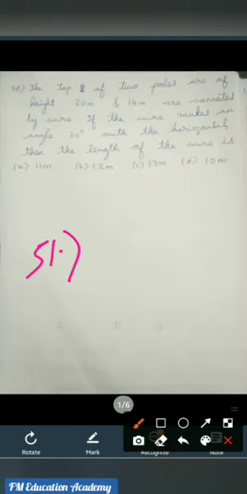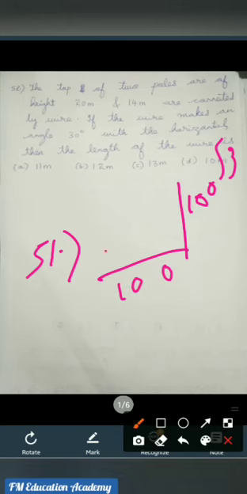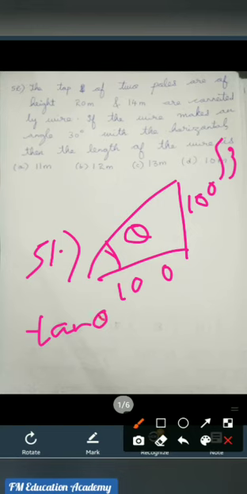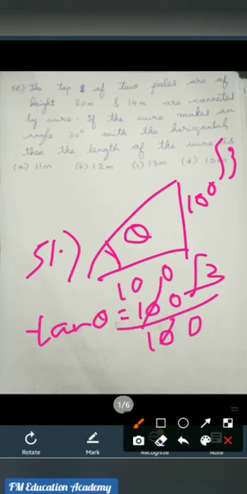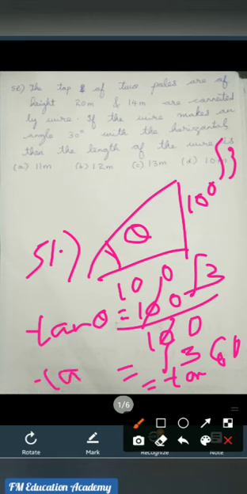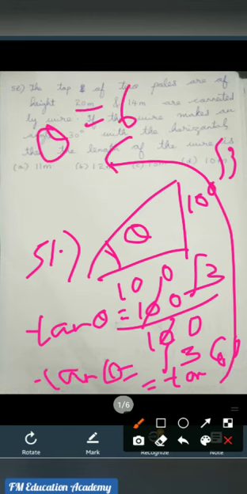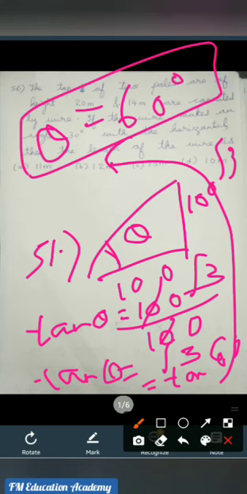So in the 51st question, we had this was given as 100 root 3 and this is given as 100, and we had to find out the angle of elevation, this theta. So we can write tan theta is equal to 100 root 3 by 100. 100 root 3 by 100 means it will be equal to root 3. When is tan root 3? At tan 60. So tan theta is equal to tan 60, or we can say theta is equal to 60 degree. So in the 51st question, theta is equal to 60 degree. Okay, now we'll solve 52nd question.